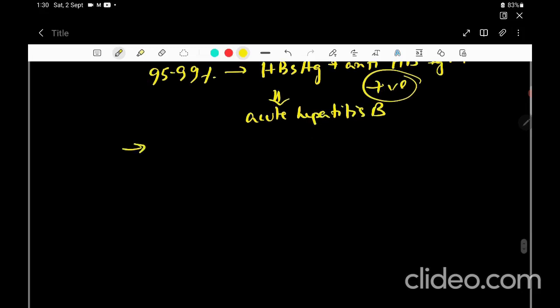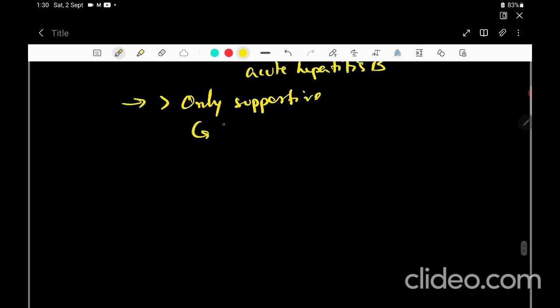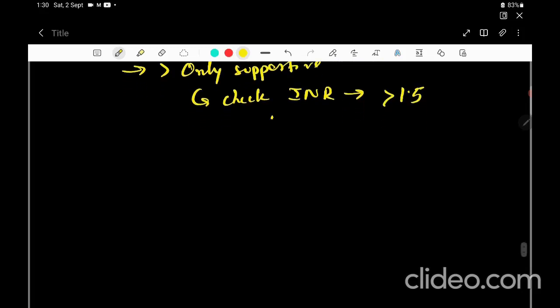So in acute hepatitis B, first treatment should be only supportive therapy. Only supportive therapy. Then do check for the INR value. If the INR value is greater than 1.5, then go for antivirals.